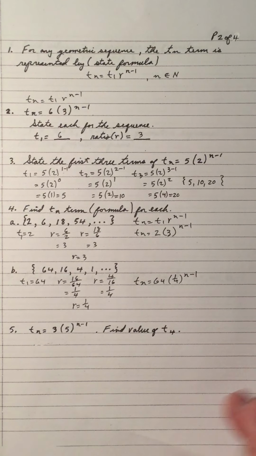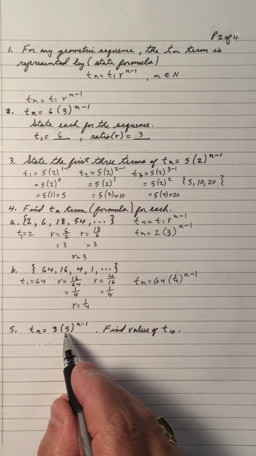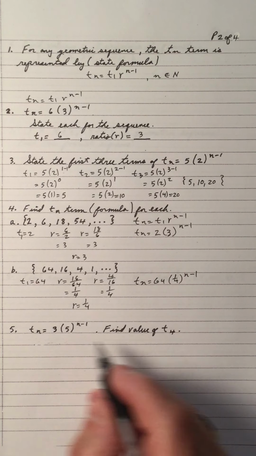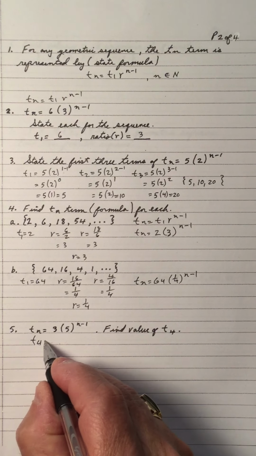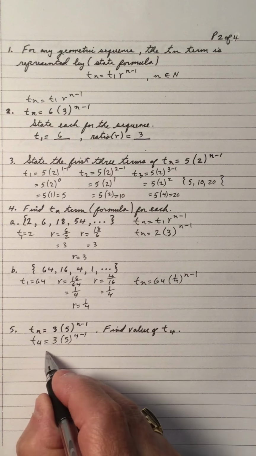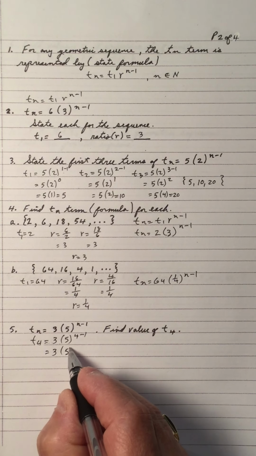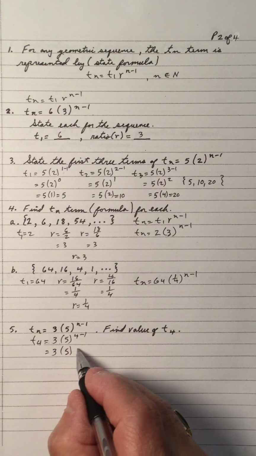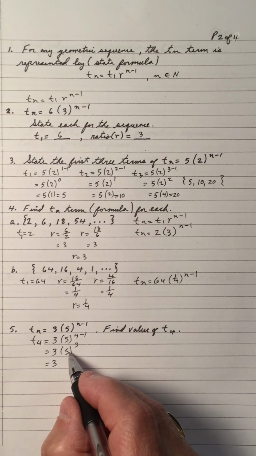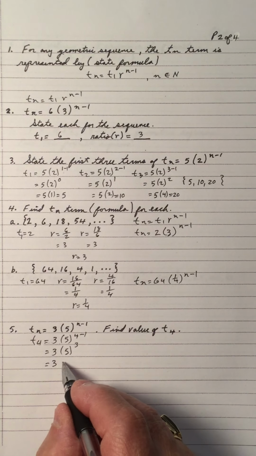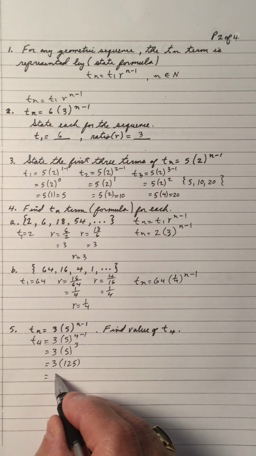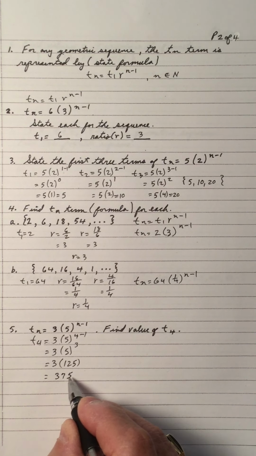And number 5, Tn is 3 times 5 raised to the n minus 1 power. Find the value of T4. So that means n is 4. So we'll plug 4 in the place of n and work it out. So 4 minus 1 is 3. We have to work the power first. So 5 times 5 is 25. 25 times 5 is 125. And 3 times 125 is 375.